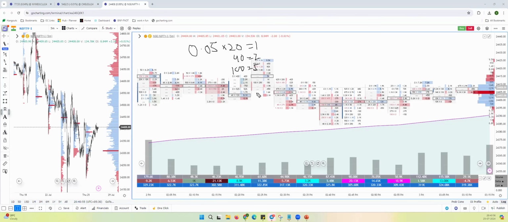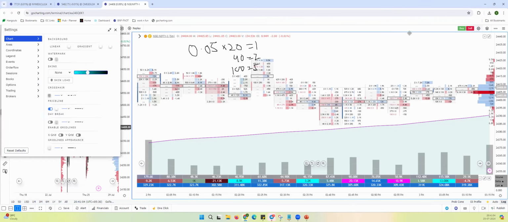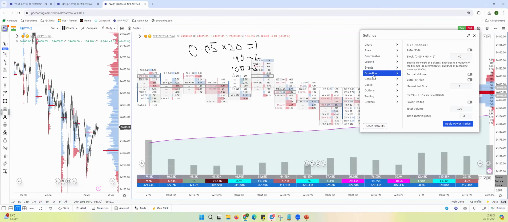So what we do here is go to the settings, and in the top right settings, you go to something called the order flow section. There you combine. So for example, I have made it 40 for Nifty. For Bank Nifty, I'll do 100. Now, when do you increase it?